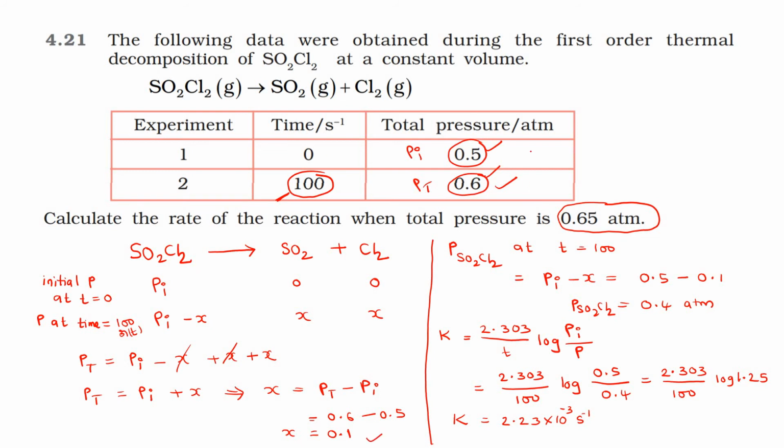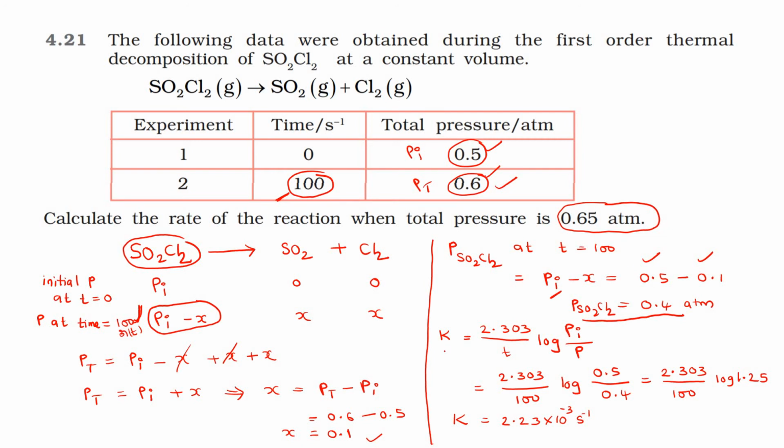Next, what we are calculating is the partial pressure of sulfonyl chloride at this time. The partial pressure of sulfonyl chloride at this time is nothing but Pi minus X. Now substitute Pi minus X here. Initial pressure again 0.5, X equal to 0.1. Now the partial pressure of sulfonyl chloride at this time is nothing but 0.4.